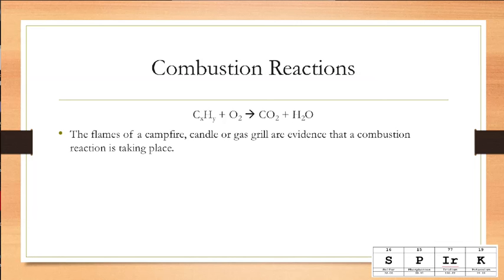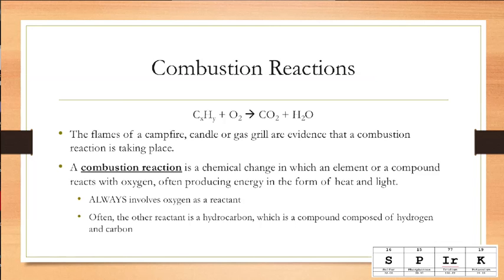The flames of a campfire, candle, or gas grill are evidence that a combustion reaction is taking place. A combustion reaction is a chemical change in which an element or a compound reacts with oxygen, often producing energy in the form of heat and light. This type of reaction always involves oxygen as a reactant. And often, the other reactant is a hydrocarbon, which is a compound composed of hydrogen and carbon.